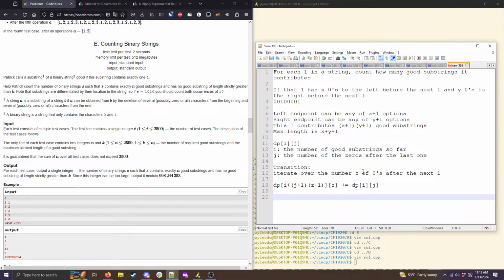All right. So let's see, is there anything else I need? I guess the other thing I should say is that because we need to make sure that x plus y plus 1 is at most k, that translates to j plus z having to be less than k.